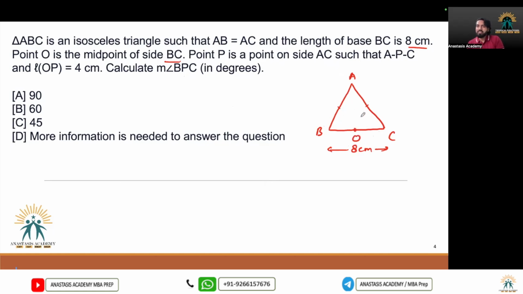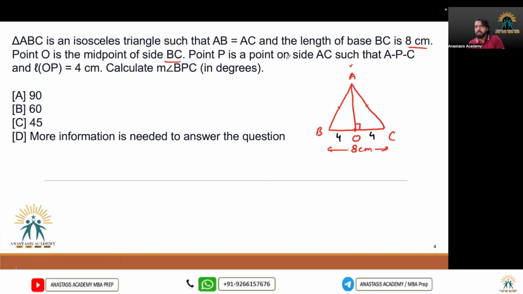And in an isosceles triangle, I know if I join the vertex A with the midpoint of the opposite side, then it is a perpendicular, correct? Or the perpendicular dropped from vertex A to the opposite side in an isosceles triangle bisects this line. So in any case, AO will be a perpendicular bisector of BC, correct? So this length OB is 4. Also, this length OC is 4.